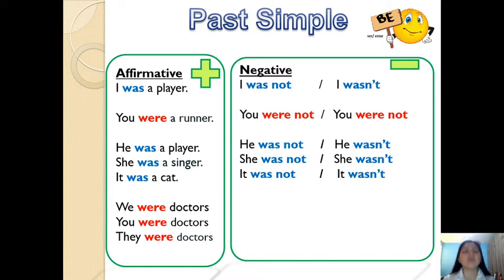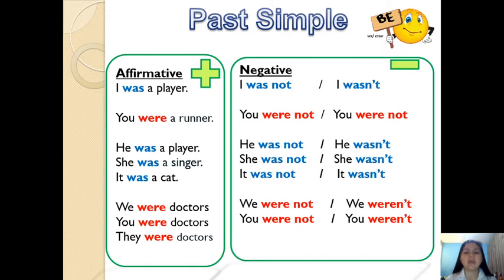Now, remember now in plural. We were not or we weren't. You were not or you weren't. And to finish, they were not and they weren't. Okay? Remember that was not, what's the contraction? The short form is wasn't. Were not, the contraction or the short form is weren't. Okay?